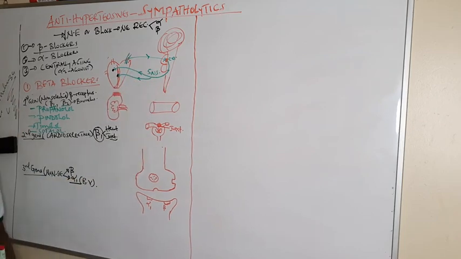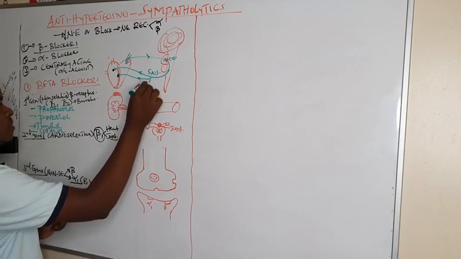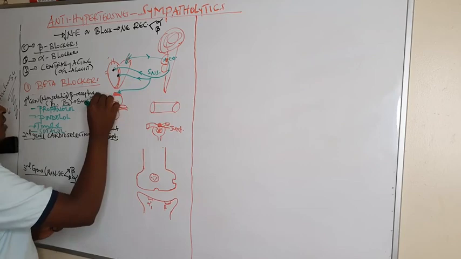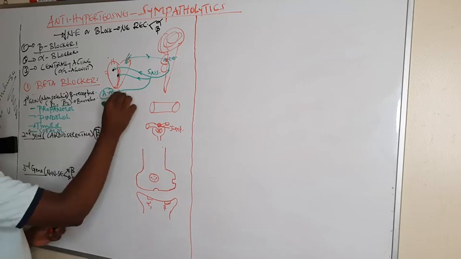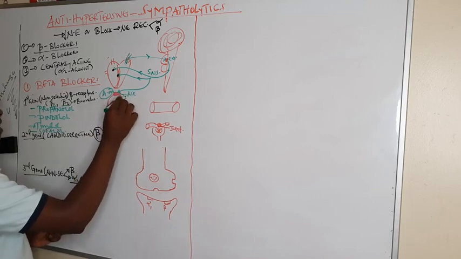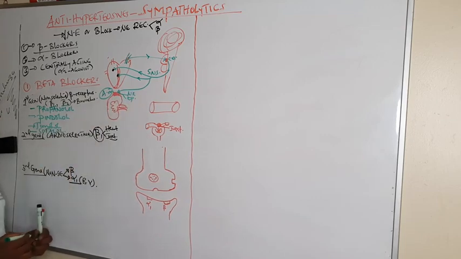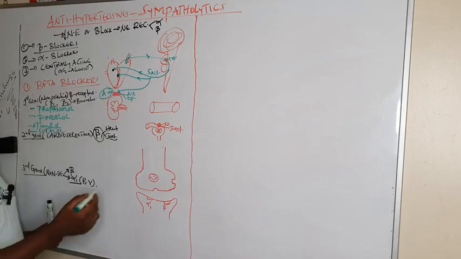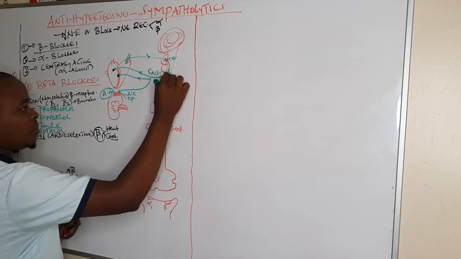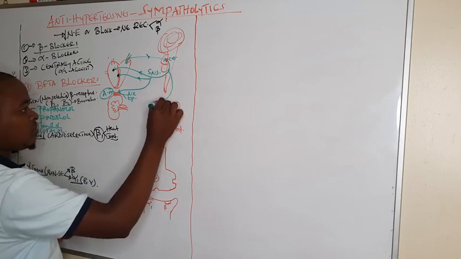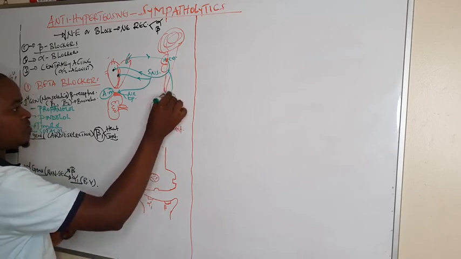nerves. So what are the beta blockers? Another thing, these ones can also send impulses to the adrenal medulla, which is responsible for production of norepinephrine and epinephrine. Those are the catecholamines. And at the same time, it can also send impulses to the blood vessels, but this is via alpha 1, which we shall discuss later.